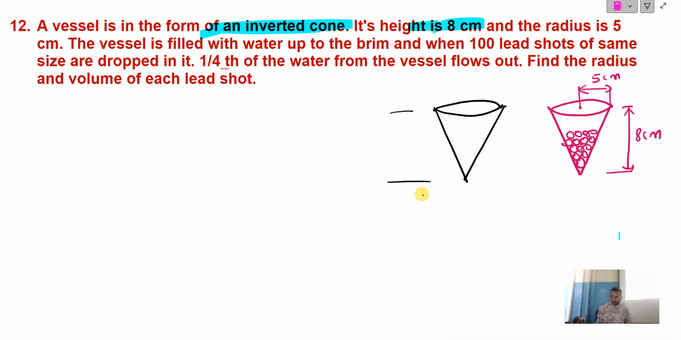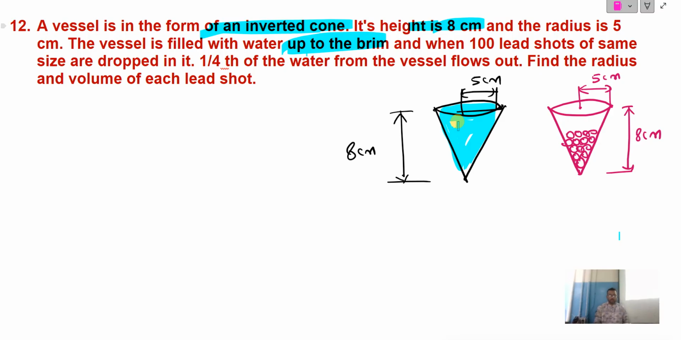Now what is happening here? I have around 100 lead shots. As you can see, these lead shots are in the shape of a sphere. Now what is the quantity of them? 100. We have got 100 lead shots of the same size, and they are dropped into it.